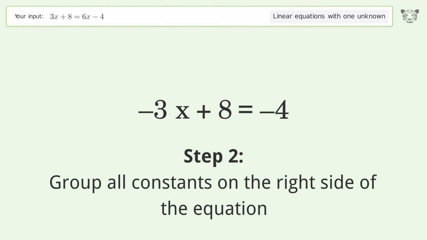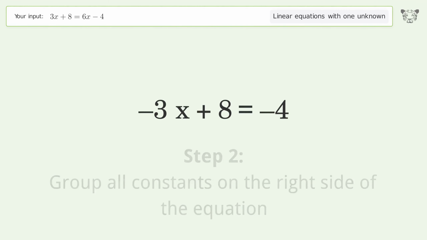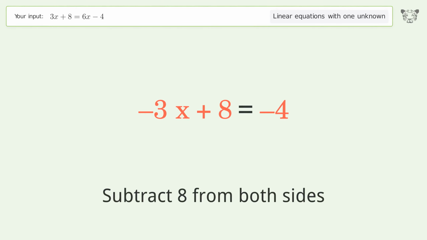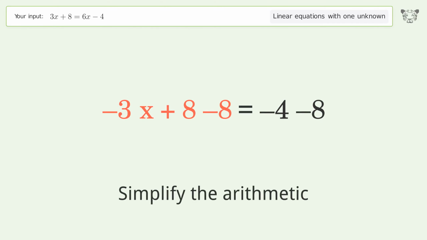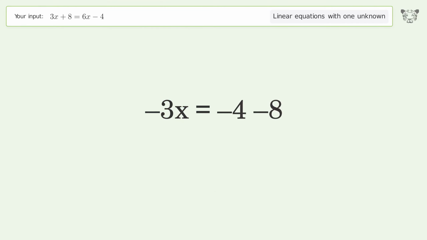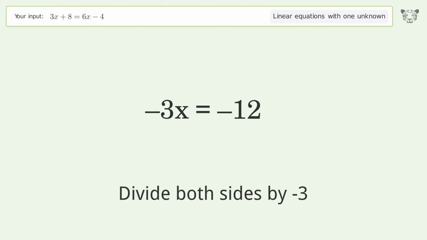Group all constants on the right side of the equation. Subtract 8 from both sides. Simplify the arithmetic. Isolate the x. Divide both sides by -3.